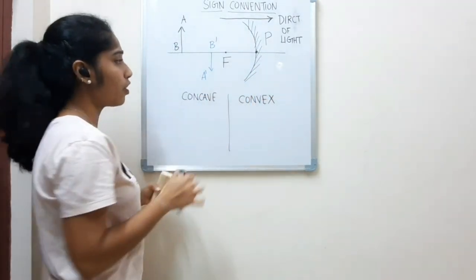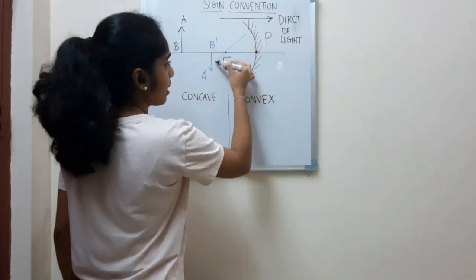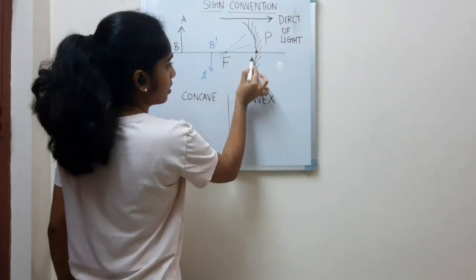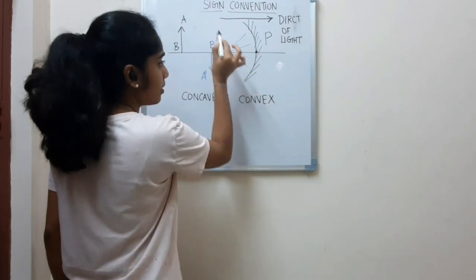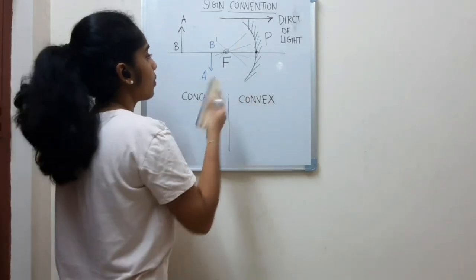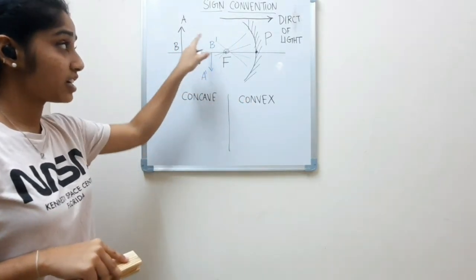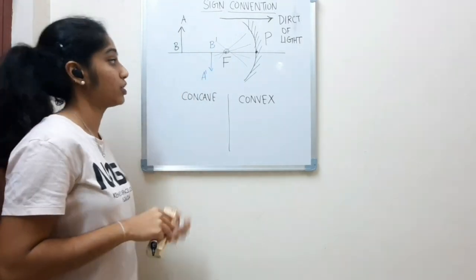So at the principal focus, all the rays after reflection will emerge. They will all meet at one point. That is called the principal focus, right? So here AB is my object. A dash, B dash is my real and inverted image.